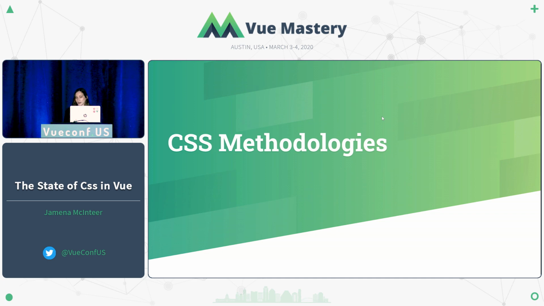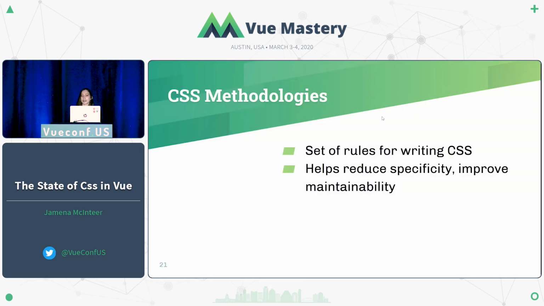All right, now I want to cover CSS methodologies. So what are CSS methodologies? They're a set of rules for writing CSS. So CSS can, as the app grows and you start adding more CSS, get unwieldy and you can end up fighting the cascade instead of using it to your advantage.